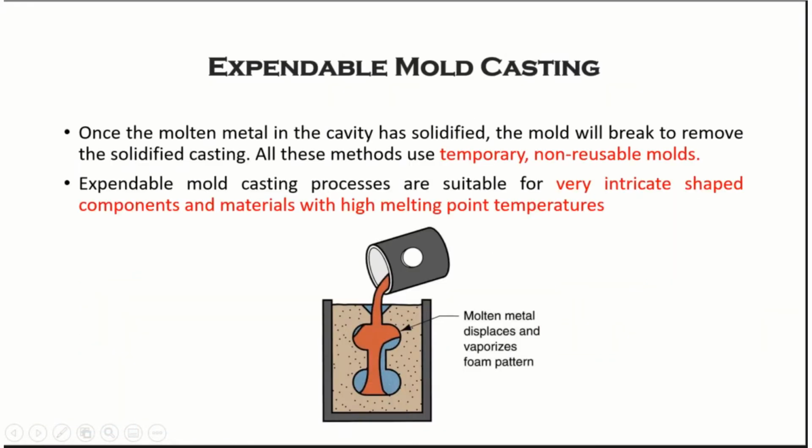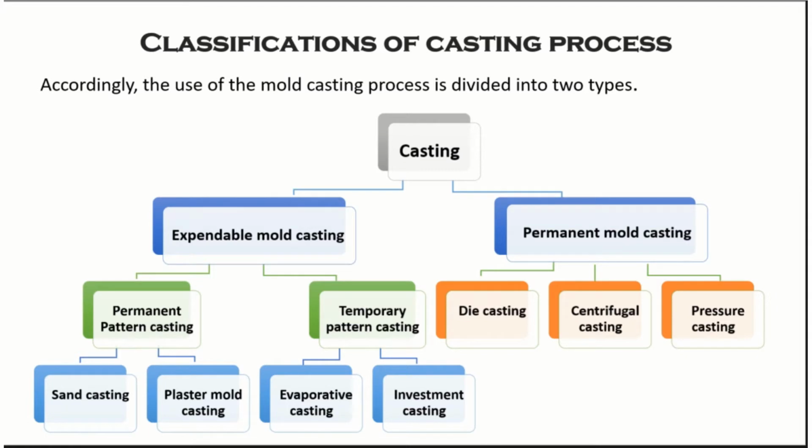So, again, further, this expandable mold casting is classified into two categories: permanent pattern casting and temporary pattern casting. As the name itself says, in permanent pattern casting the pattern is a permanent one, which means that it can be used several times. Whereas in temporary pattern casting, the pattern cannot be used a number of times.